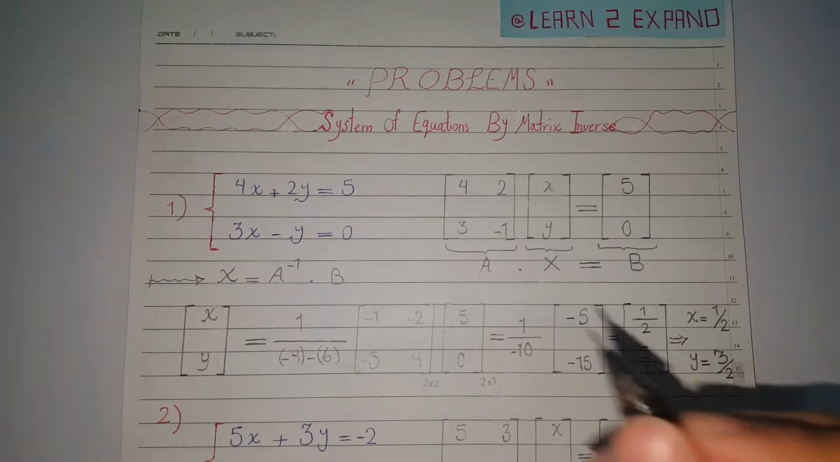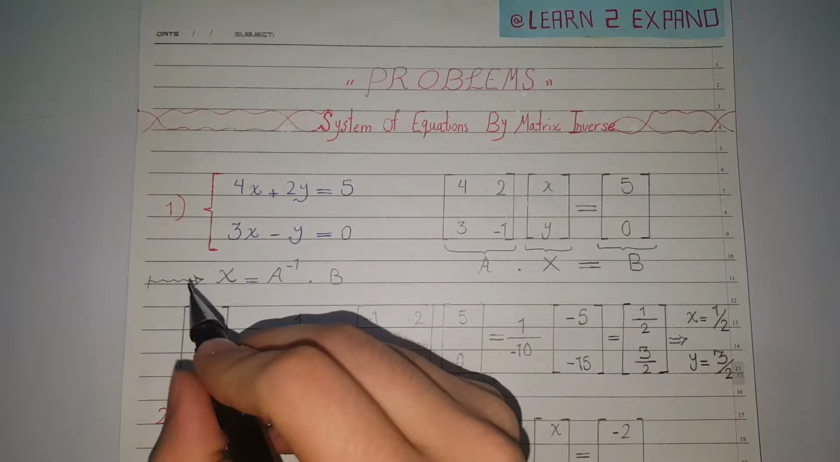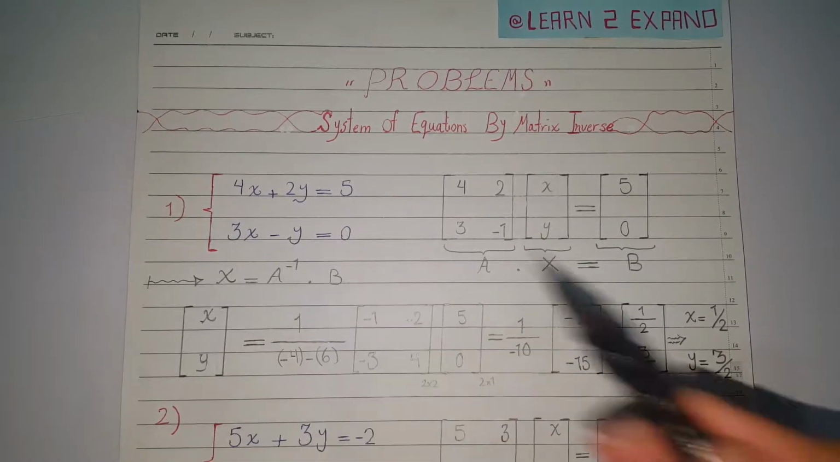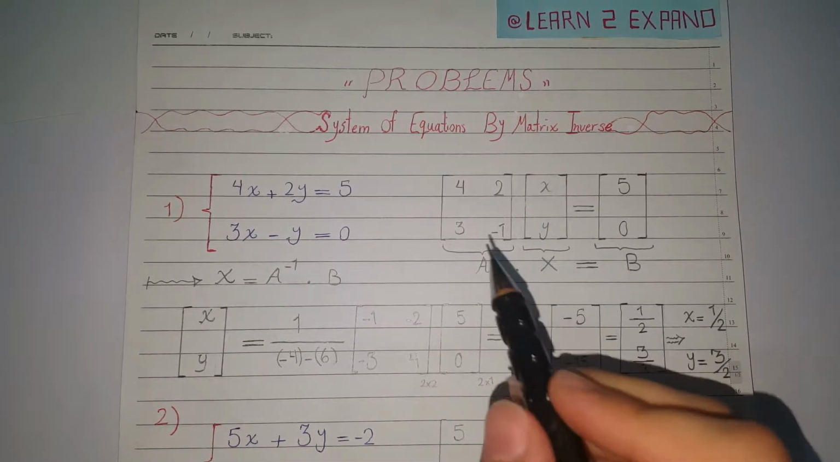Okay, here's the first question. The first system contains two simultaneous equations. At the beginning, we will write the system in matrix form.